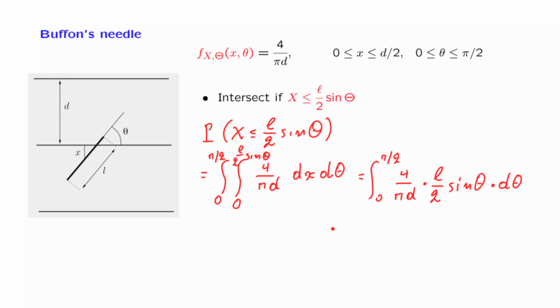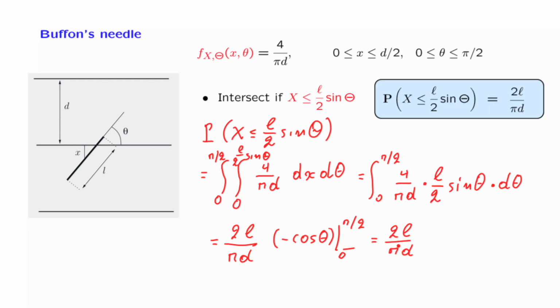And now we need to carry out the outer integral. Let us pull out the constants, which is this 4 with this 2 give us 2. We have 2L over pi d. And then the integral from 0 to pi over 2 of sine theta. Now the integral of sine theta is minus cosine theta. And we need to evaluate this at 0 and pi over 2. This turns out to be equal to 1. So the final result is 2L over pi d. And this is the final answer to the problem that we have been considering.